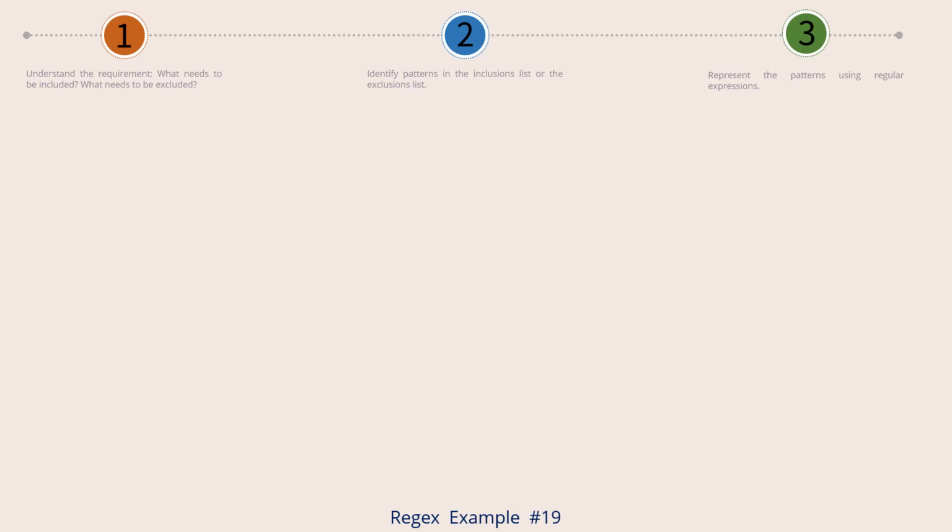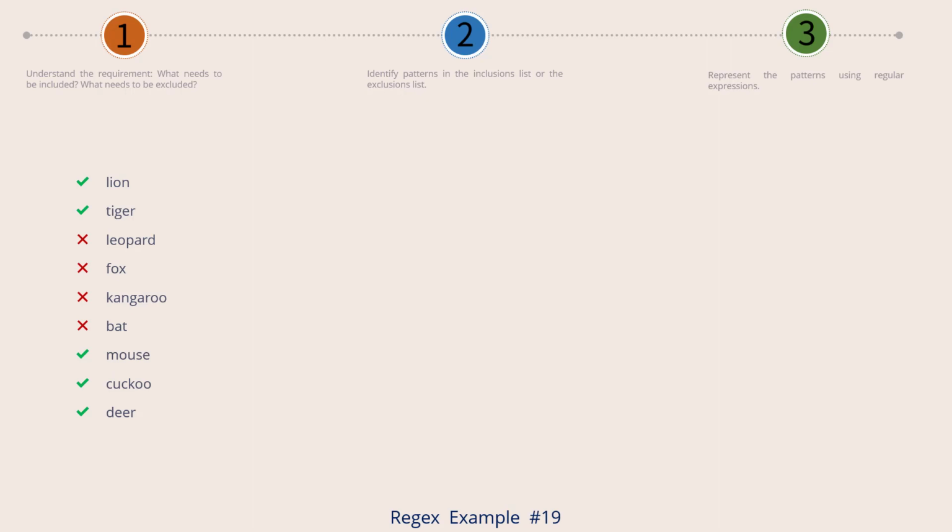Let's look at example number 19 now. Here's our input file. The strings with the green check mark on the left are the strings that I want to select. The strings with the red cross mark on the left are the strings that I want to exclude. Let's look out for patterns which make the green ones differ from the red ones.